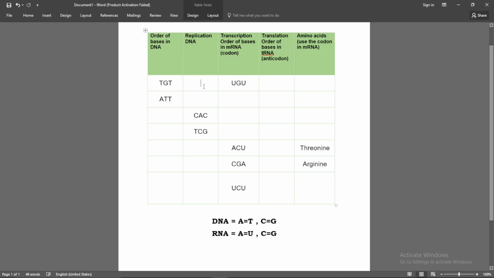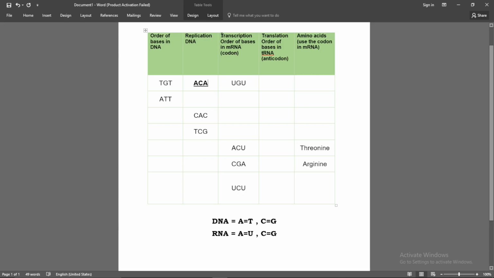So, in the first column, the order of bases in DNA is already given, which is TGT. The replication in DNA is going to be the one that we're going to solve for. So based on DNA right here, we will be using this formula since it's DNA. Now, from TGT, we will be going over the corresponding complementary pairs. T corresponds to A. And G corresponds to, of course, C. T corresponds to A again.